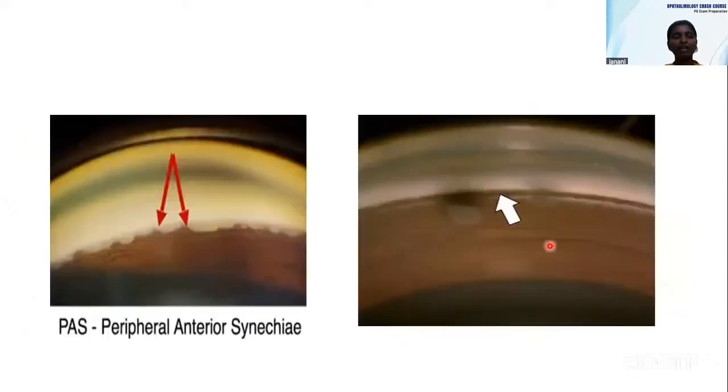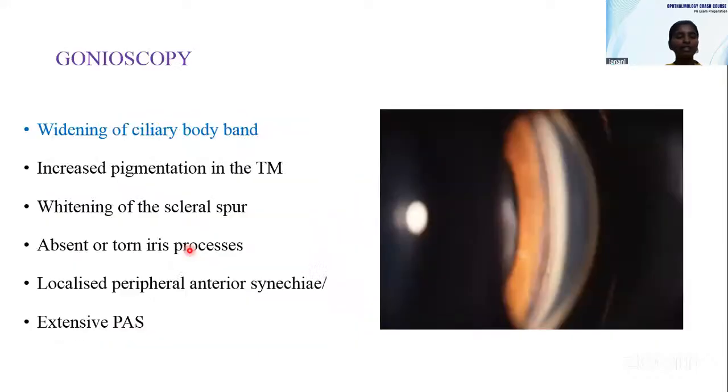And other findings can be increased pigmentation of the trabecular meshwork. And here you can see peripheral anterior synechiae. It can be either localized or extensive. And other findings being glistening scleral spur or absent or torn iris processes. Those are the other features.